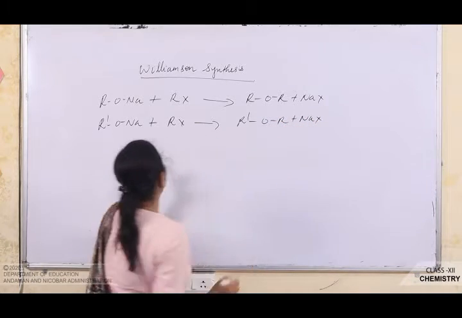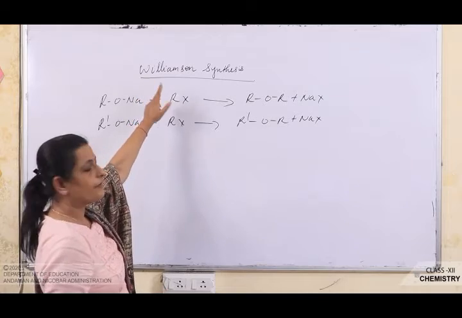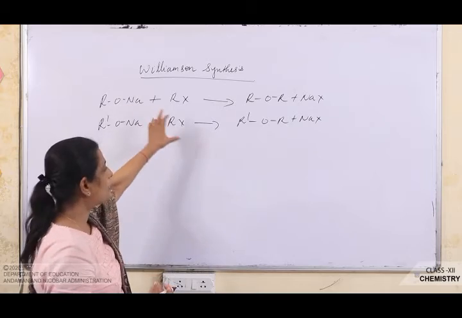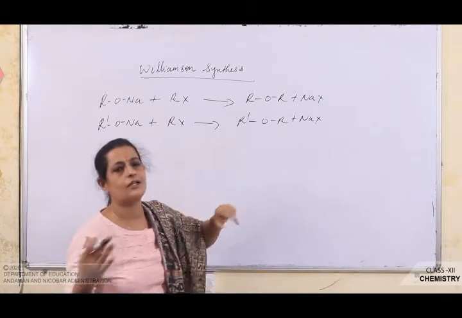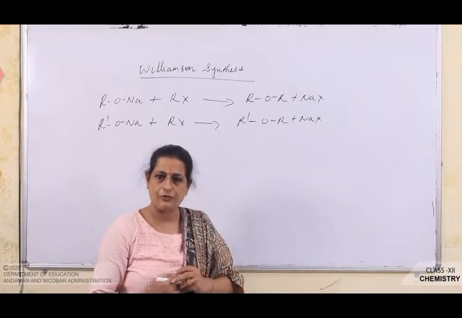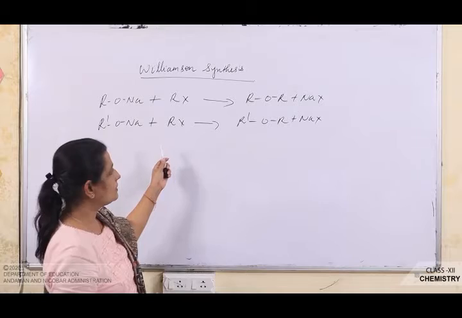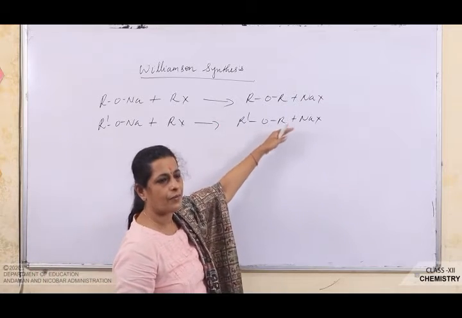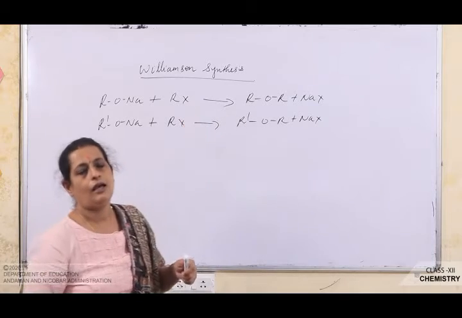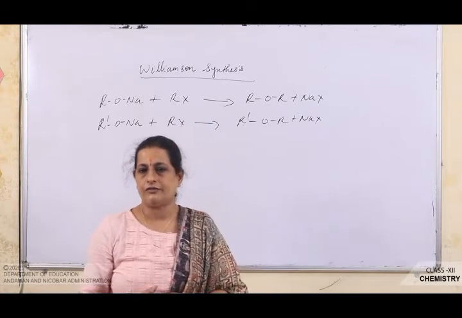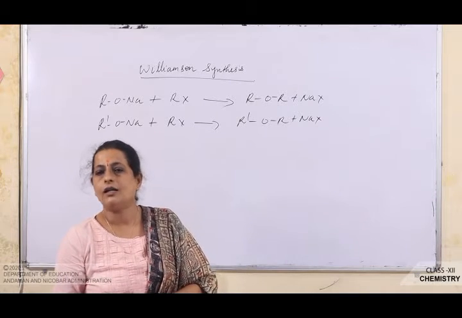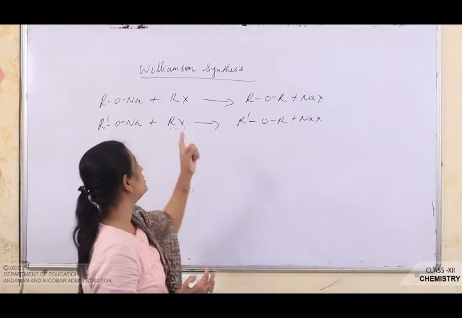So, in case of Williamson synthesis, you see what is its plus point in this reaction? You can prepare, in this reaction, both symmetrical as well as unsymmetrical ethers. In dehydration of alcohol, we could prepare only what type of ethers? Symmetrical. In Williamson synthesis, both type of ethers can be prepared, both symmetrical as well as unsymmetrical. So, what is Williamson synthesis? Sodium alkoxide, that is sodium salt of alcohol, reacts with haloalkane to give you either symmetrical or unsymmetrical ether. So, that is known as Williamson synthesis.